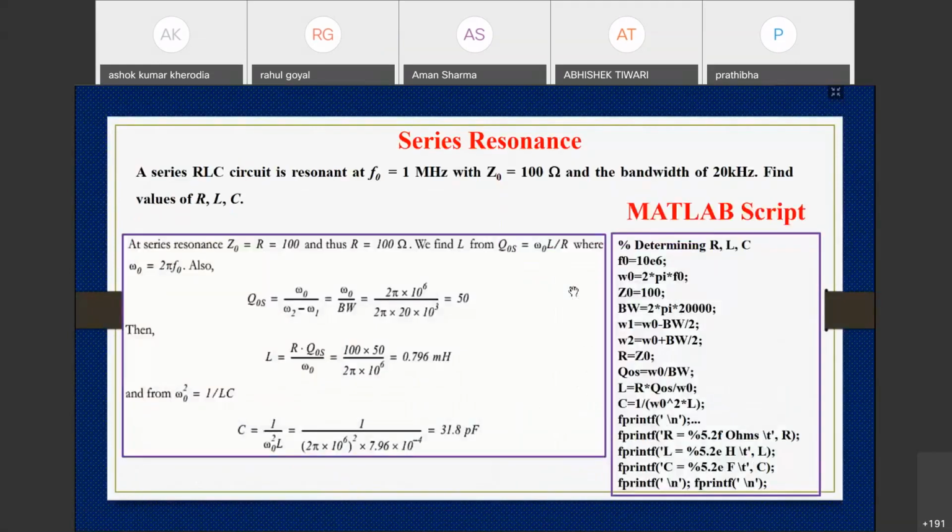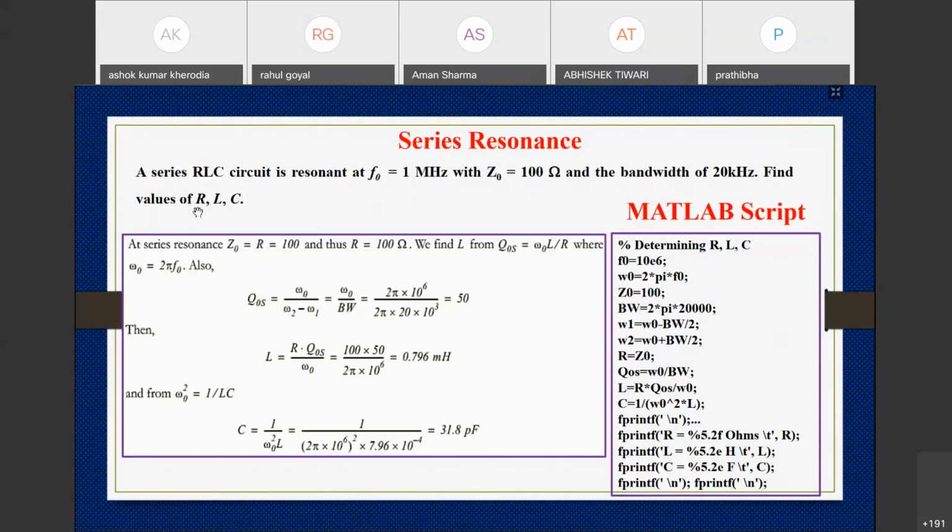Next, suppose there is a series resonance circuit, and you have been asked to find the values of R, L, and C. A series RLC circuit is resonating at a frequency of 1 megahertz with characteristic impedance Z0 equal to 100 ohm, and the given bandwidth is 20 kilohertz. You have been asked to find the value of the individual components R, L, and C. It means you have to design, to synthesize.